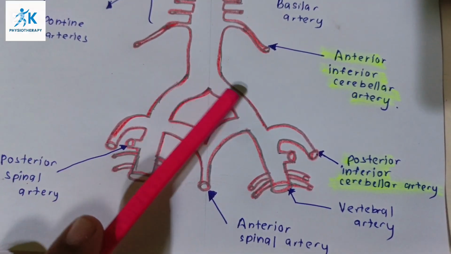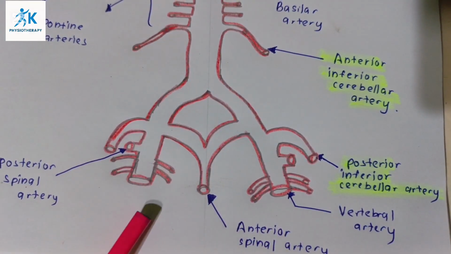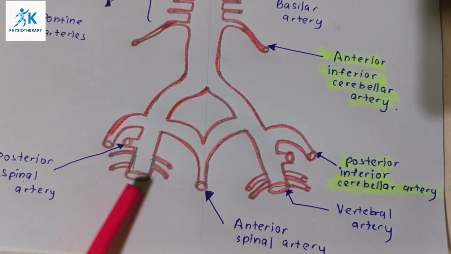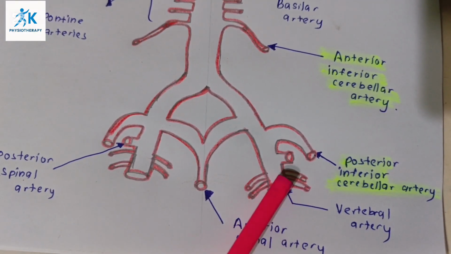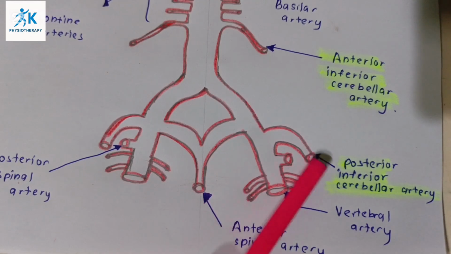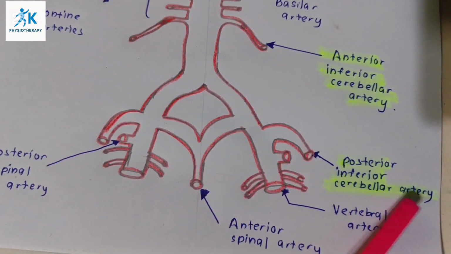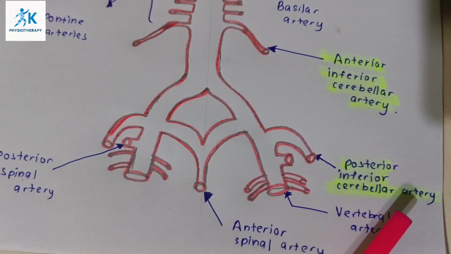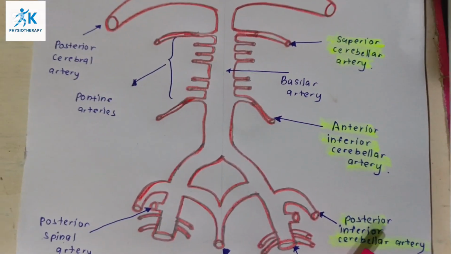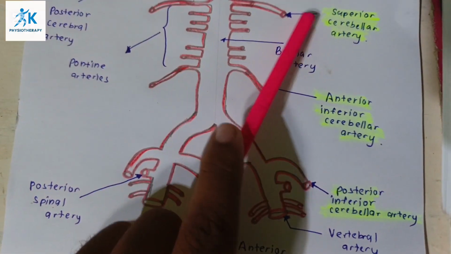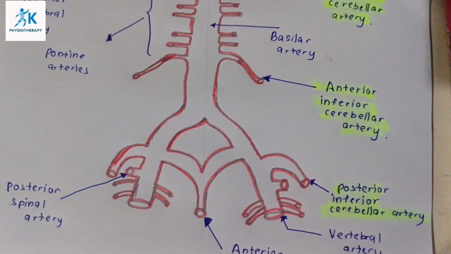There are two major vertebral arteries, two pairs of vertebral arteries. The vertebral arteries connect at these two points. Then this is the posterior inferior cerebellar artery. It also supplies the cerebellum.